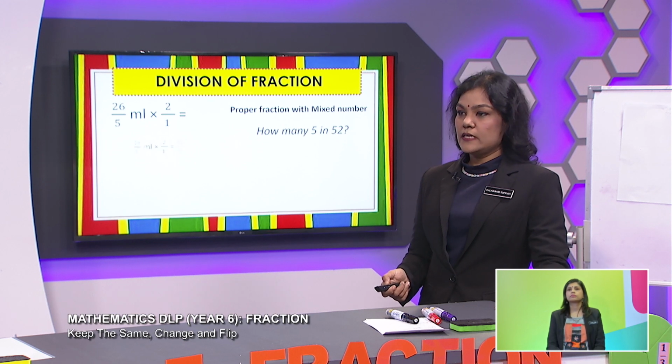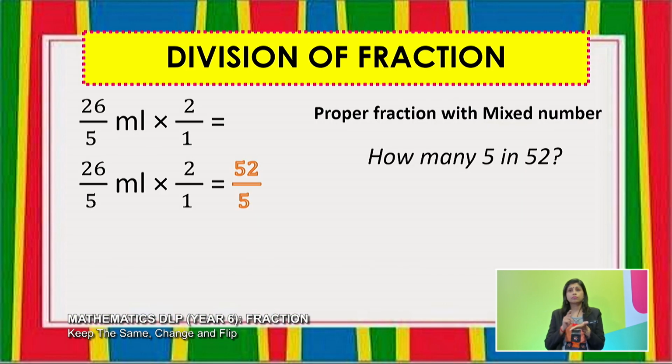So 26 over 5 milliliter times 2 over 1, or 2. So we will get what? 26 times 2, we will get 52. Meanwhile, 5 times 1, we get 5. So what's the answer now? 52 over 5. Is it the final answer? Doesn't look like it.